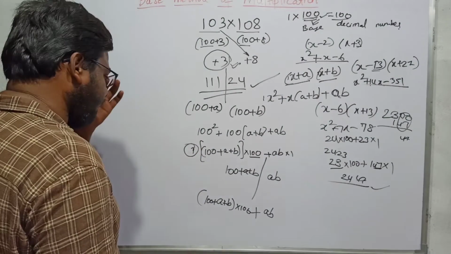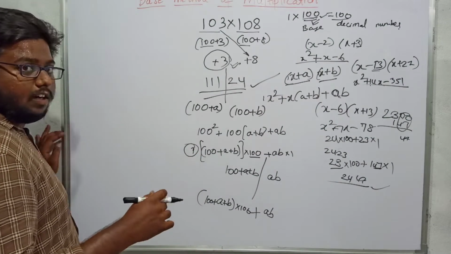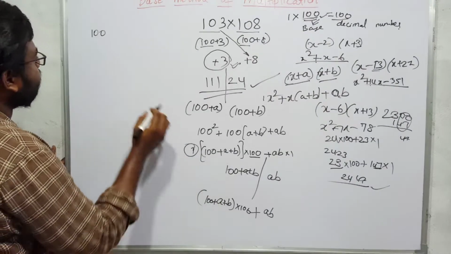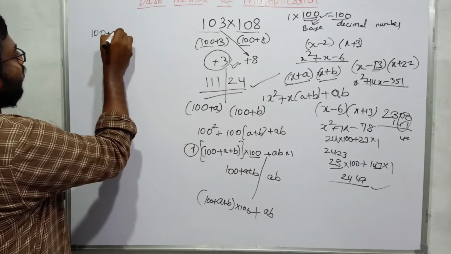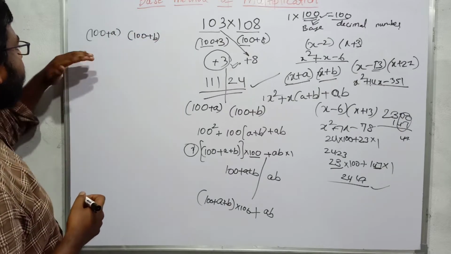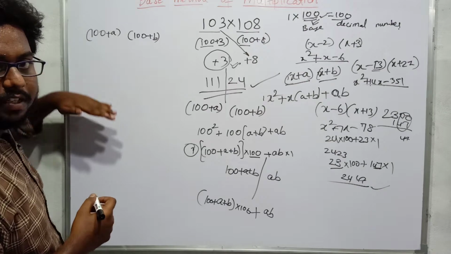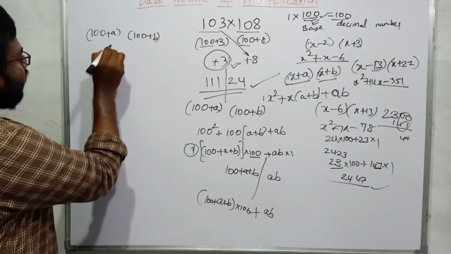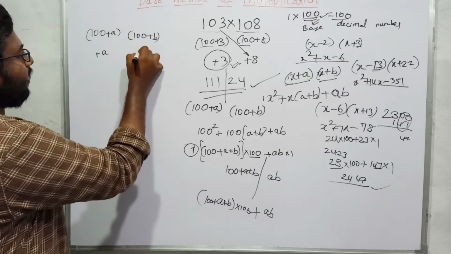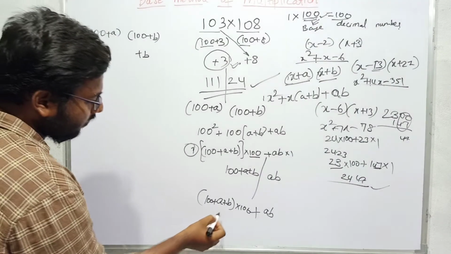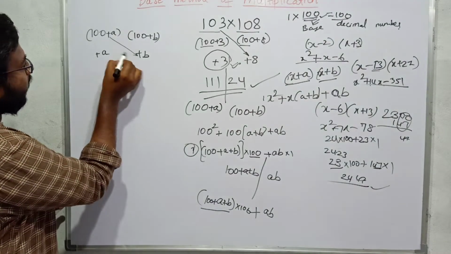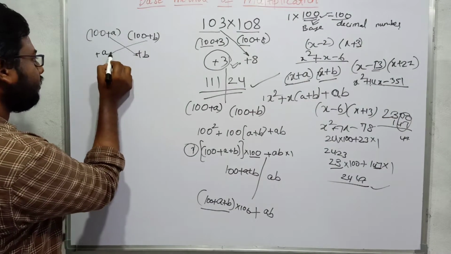So if you got clarity about this, I will represent this result in one notation. For example, what is the question? 100 plus a into 100 plus b. If I take the gap from 100, 100 plus a is how much gap from 100? This is plus a gap from 100. 100 plus b, how much gap from 100? This is plus b gap from 100. What did I get as the result? 100 plus a plus b. I want 100 plus a plus b. I can calculate either like this or like this.